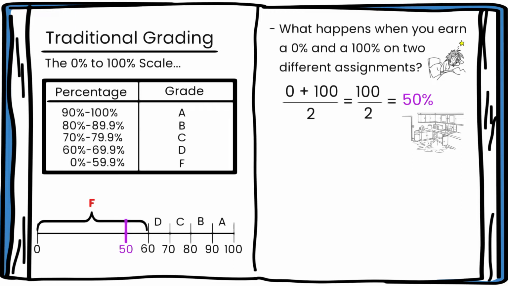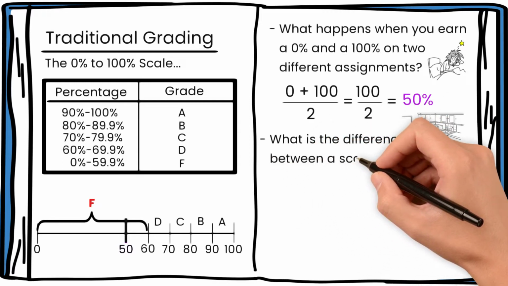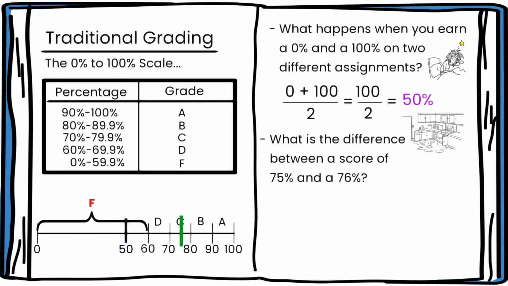A second issue with the 0 to 100% scale is that there are so many gradations for each grade. Can you really tell the difference between a grade of 75% and 76%? And what does that difference mean?